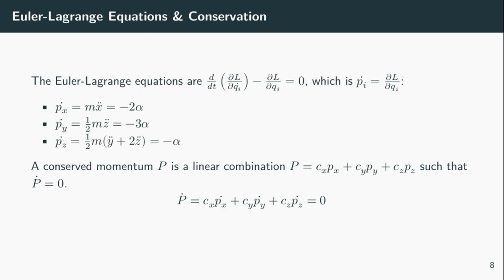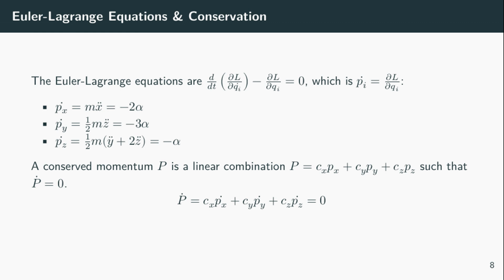Using the Euler-Lagrange equations, we see that the rate of change of the canonical momentum, p sub i dot, is given by the partial derivative of the Lagrangian with respect to the generalized coordinate q sub i. This represents the generalized force. From our previous calculations, we determined the time derivatives of the canonical momenta. For the x component, p_x dot is minus 2 alpha. For the y component, p_y dot is minus 3 alpha. And for the z component, p_z dot is minus alpha. You can see the full derivations on the slide. Since none of these are individually 0, these momenta are not conserved.